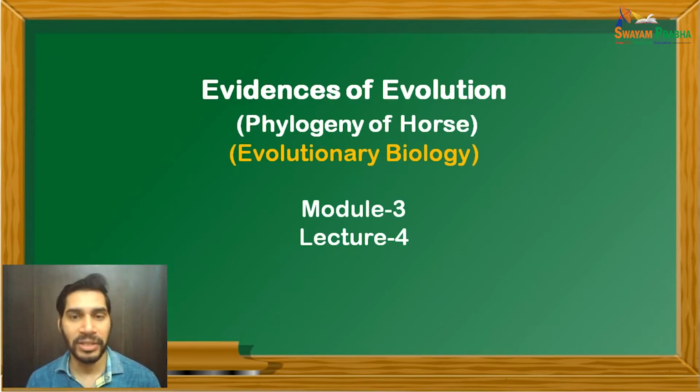This is the fourth lecture under this module. And in this lecture, we will talk about phylogeny of horse. The term phylogeny refers to evolutionary history. So we will talk about how horse has evolved so far.